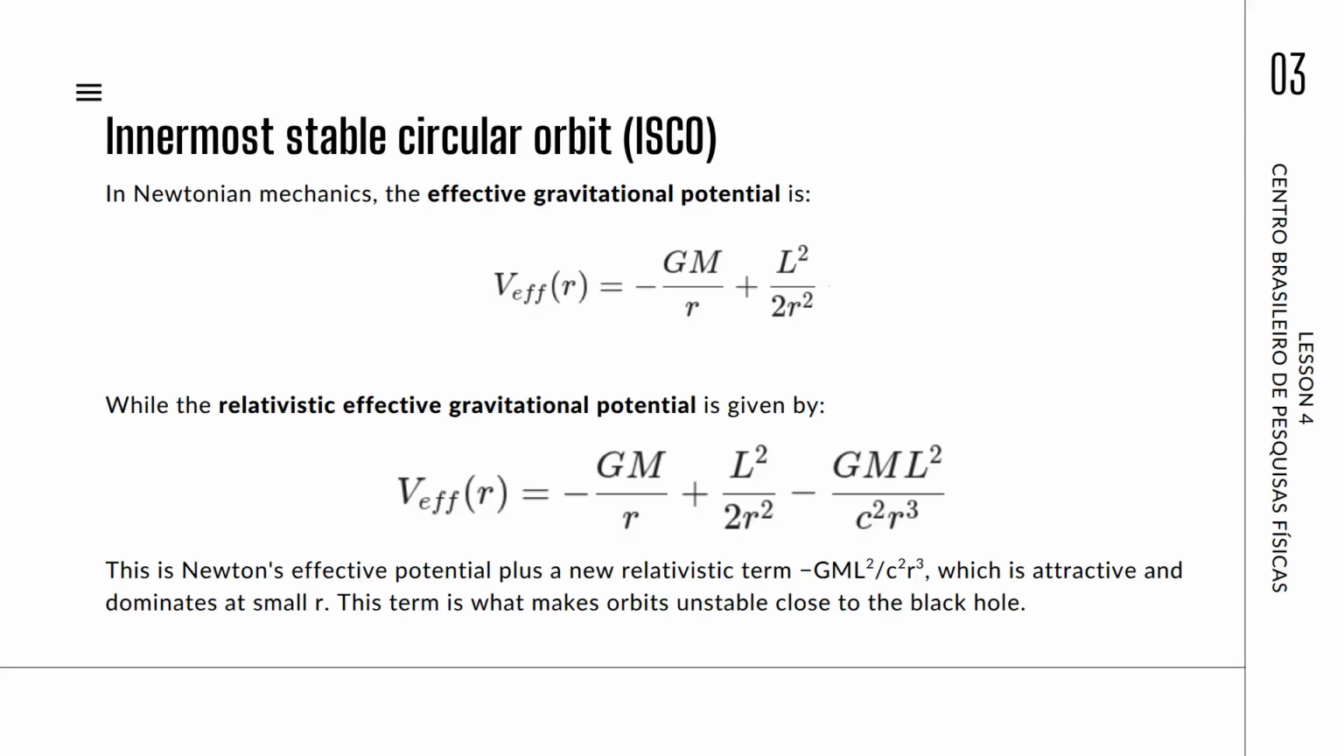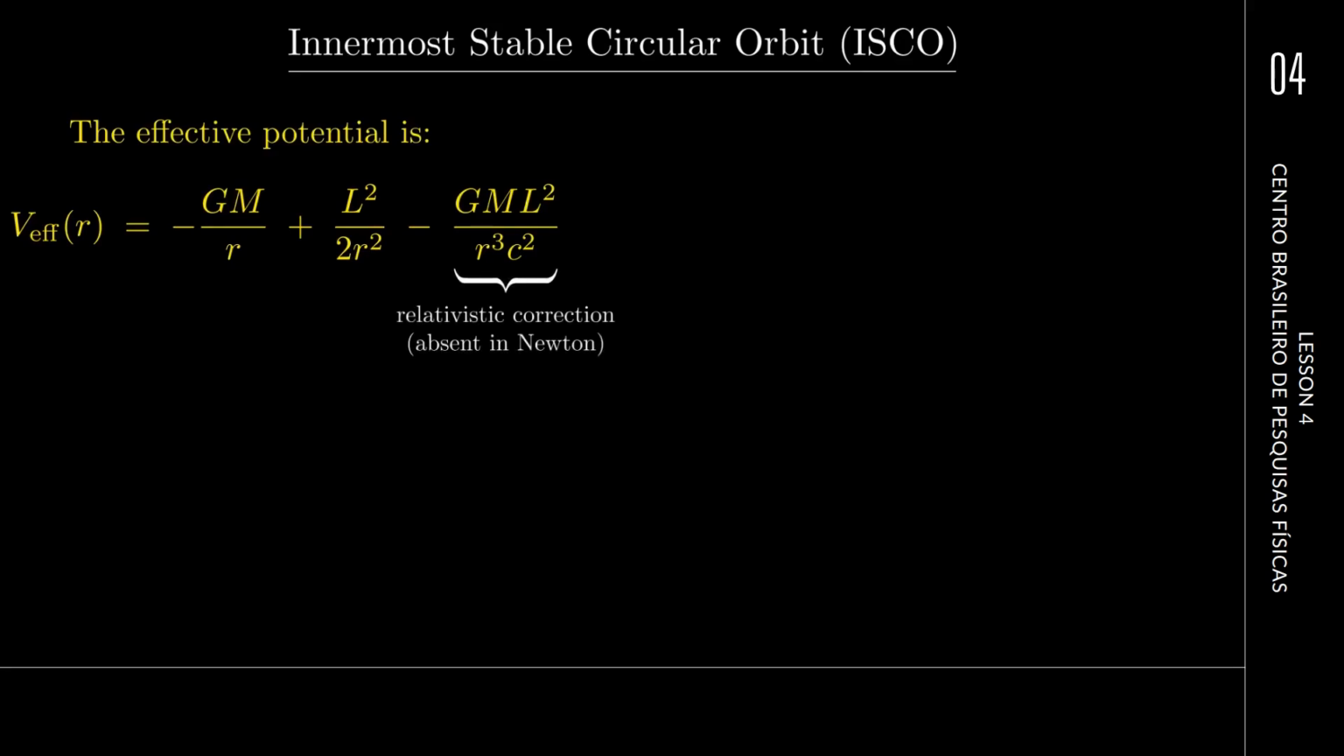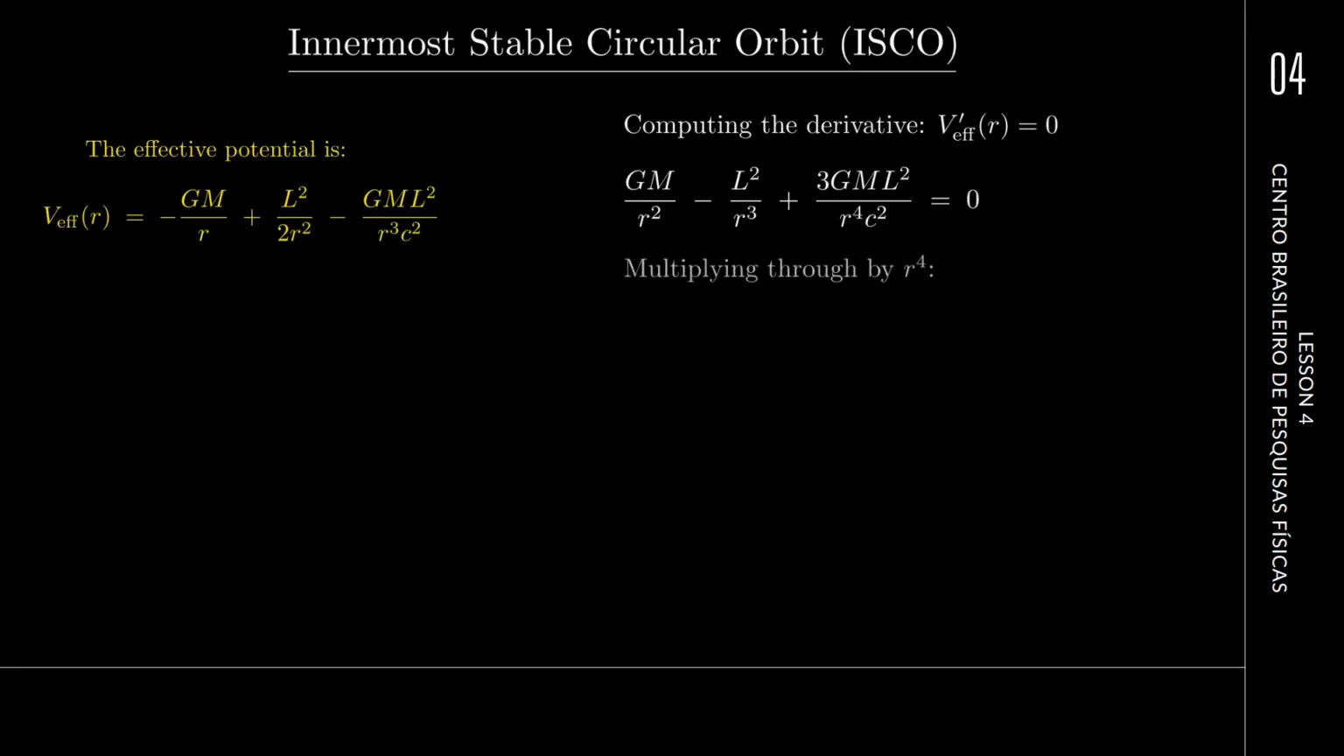So we have this extra term here that depends on R cubed. Okay, this is a purely relativistic effect. And this will be fundamental for understanding the innermost stable circular orbit radius. Okay, so this is the relativistic effective potential, relativistic term. Let's take the derivative and equal to 0 to take the points of maximum and minimum.